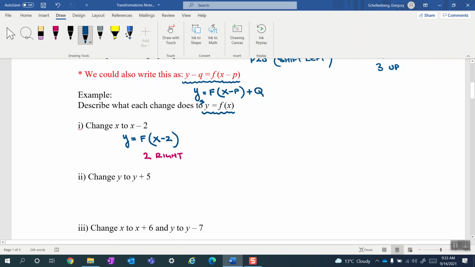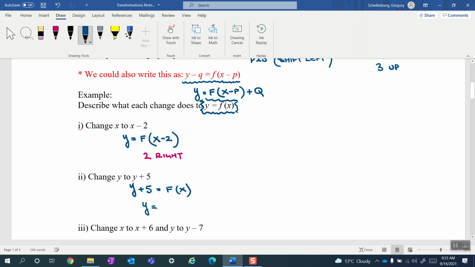So again, this is our base function here, y equals f of x. What happens to it when we make these different replacements? Okay, the next one, we're going to change y to y plus 5. So we've got y plus 5 is equal to f of x. Now we can isolate y. We don't have to, but we can. I think we're more comfortable seeing equations where we've isolated y. We would get f of x minus 5 on the right-hand side of the equation. That's a q value of negative 5. Our translation is 5 units down.